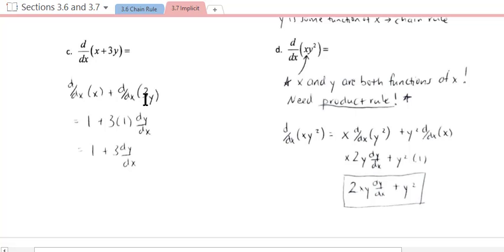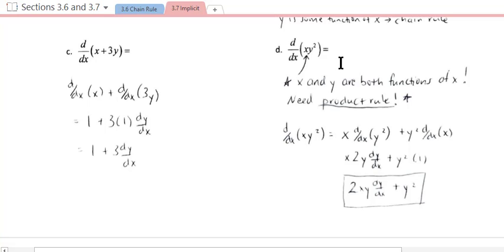So we take its derivative like normal. The derivative of 3y is 3, because the derivative of y will be 1. But then because of the chain rule, and y is some function of x, we have to multiply by the derivative of the inside, dy/dx.